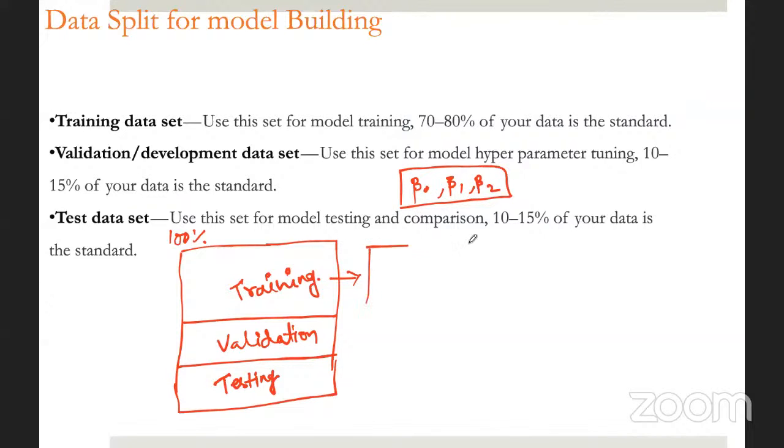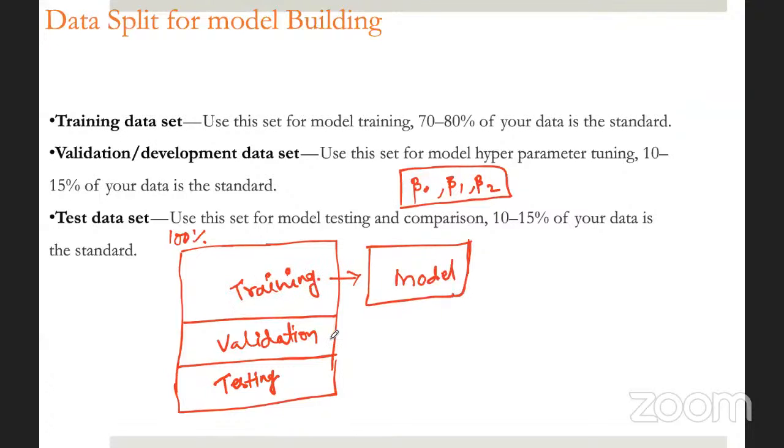So when you say I'm building a model, the parameters have to be identified, or the model would understand the patterns from the data. For that activity, we have to have a data set. The data set is called training data. We are going to train the model based on this data. The model would understand the patterns from the data set.